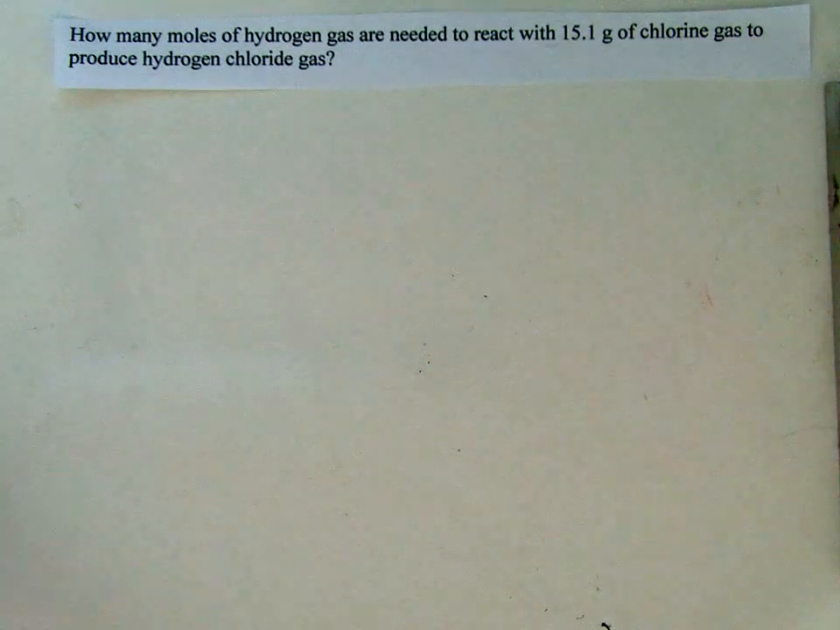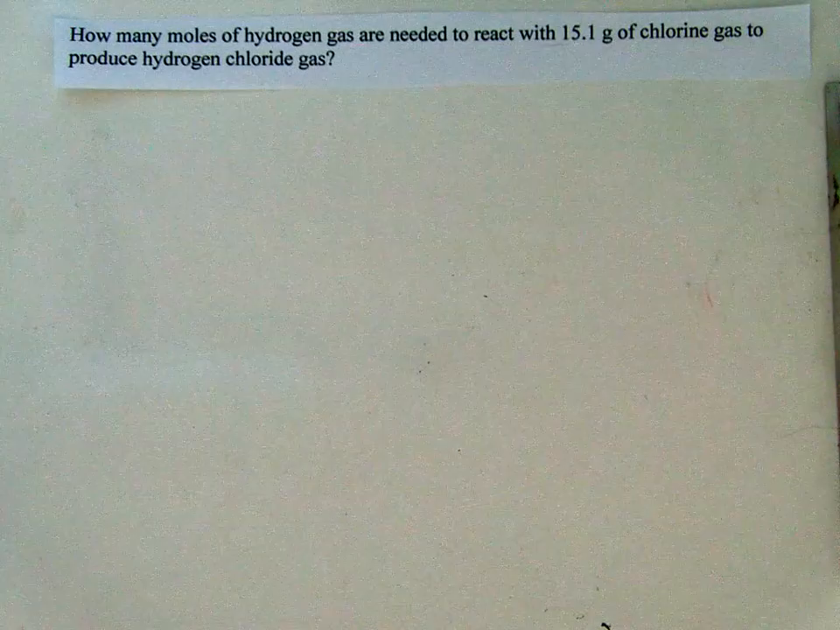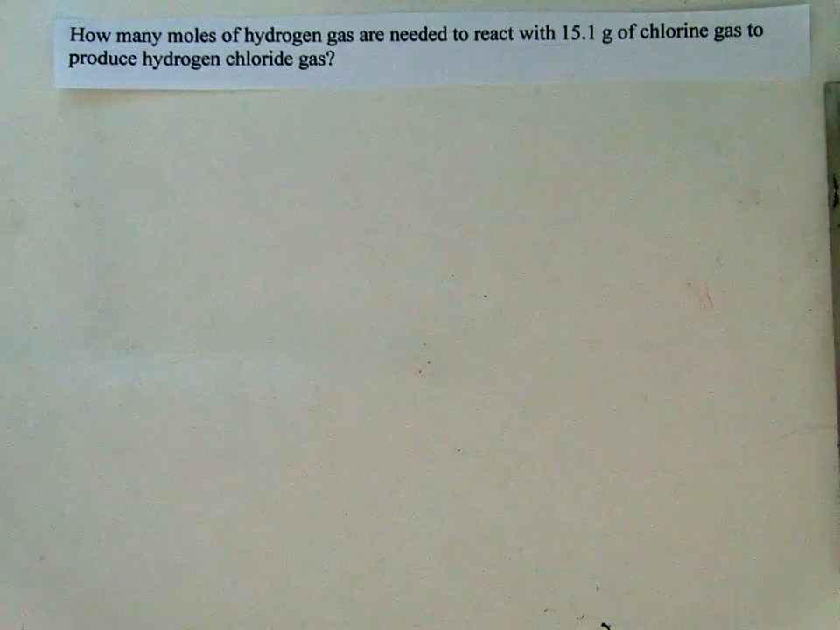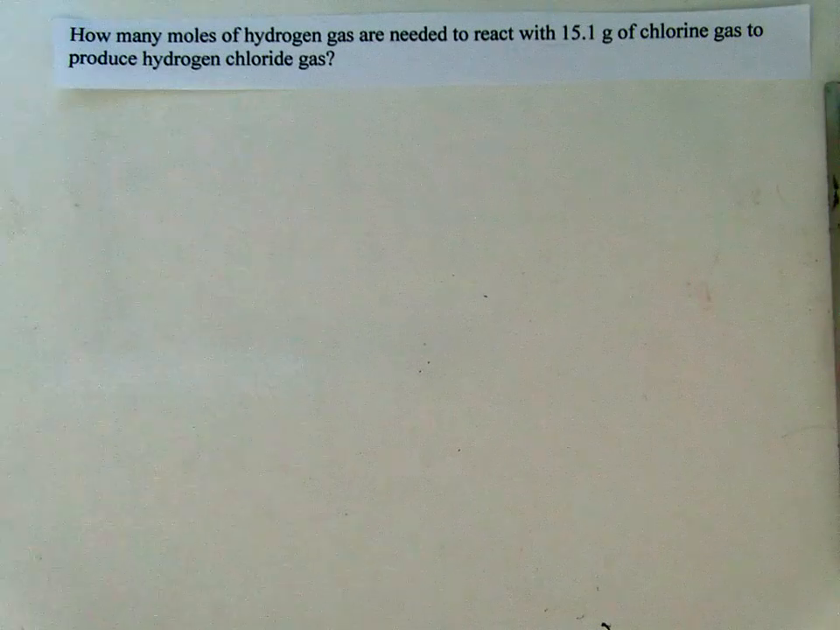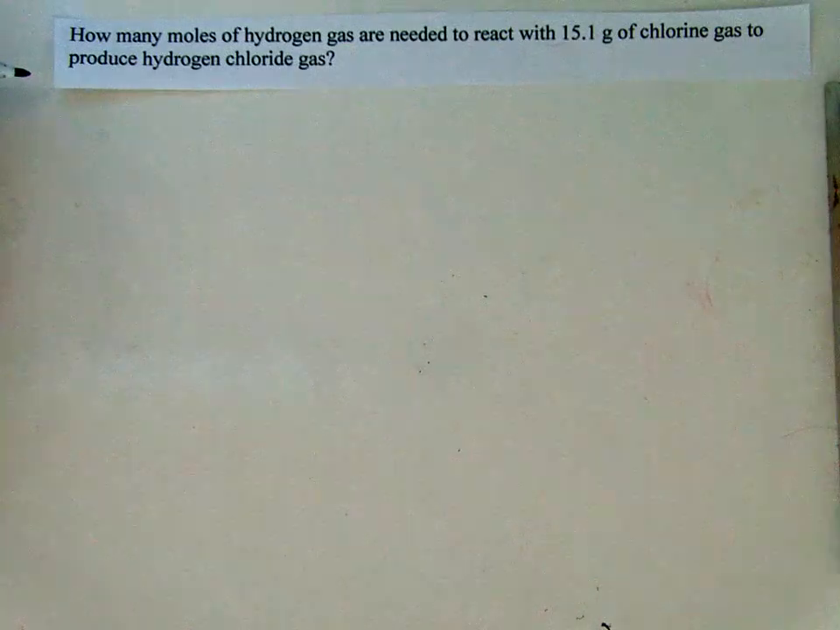So this one says, how many moles of hydrogen gas are needed to react with 15.1 grams of chlorine gas to produce hydrogen chloride gas? So the first thing we have to do is turn these words into a balanced chemical equation.